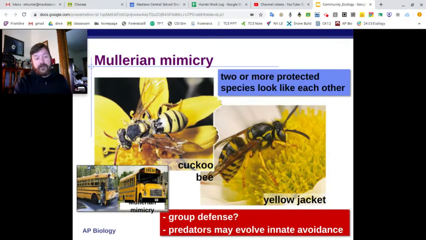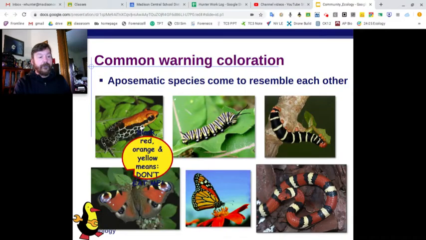So in the case of the cuckoo bee and the yellow jacket, they look very similar, and you'll notice that most bees and yellow jackets have the same coloration. That is a coevolution that is thought to have helped evolve protect them against predators over time. So it's an interesting thing.